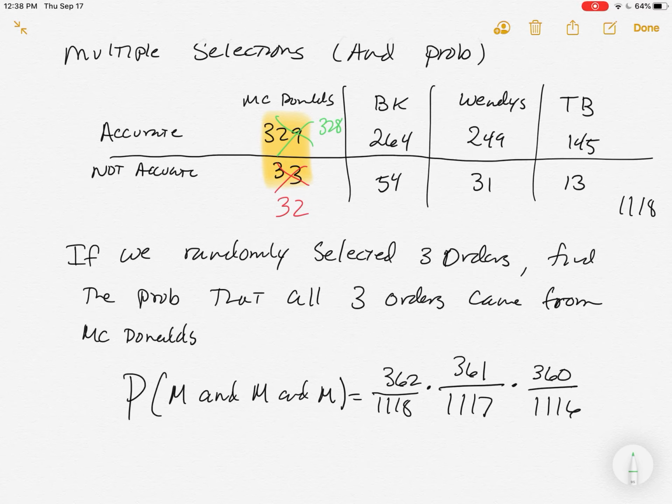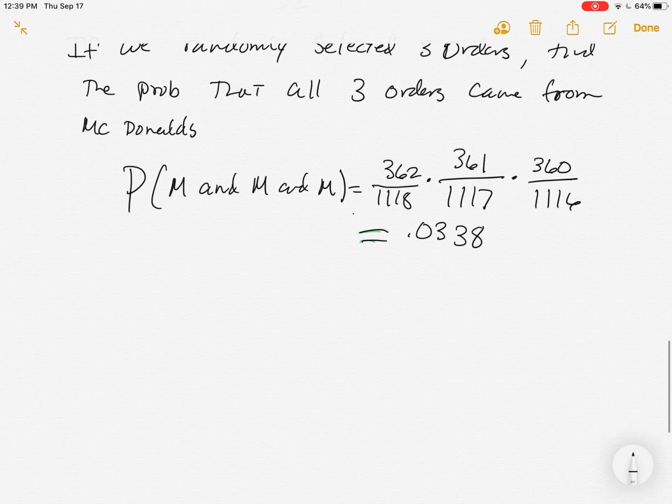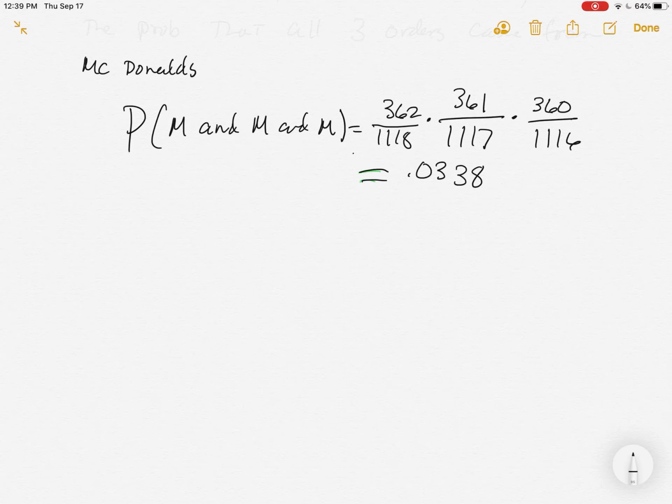You're going to put this in your calculator by taking 362 divided by 1118 times 361 divided by 1117 times 360 divided by 1116. And you're going to come up with an answer of 0.03375, so 0.0338 would be out to 3 significant digits. So would it be unlikely to select 3 orders and have them all come from McDonald's? Yes, under 5%. And so they may still ask those types of questions, and that's what we're dealing with in these types of questions.